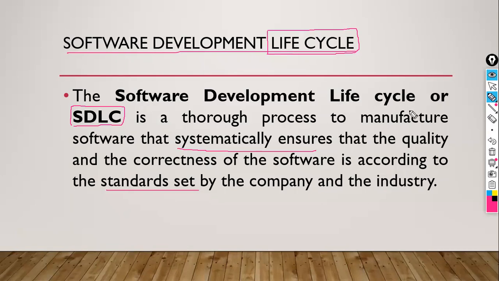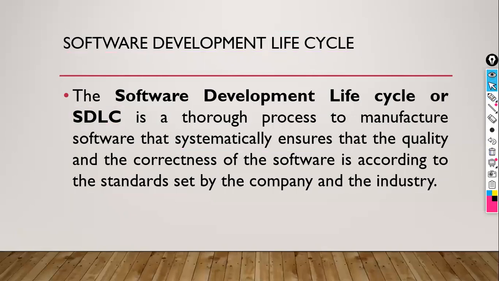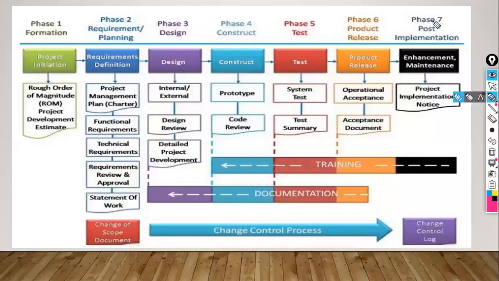As mentioned, it is a life cycle, so different stages or phases are going to be there in this process. Let us try to understand what are the different phases available in the SDLC process. In the software development lifecycle process, there are 7 stages in total. The first phase or first stage is the project initiation phase.